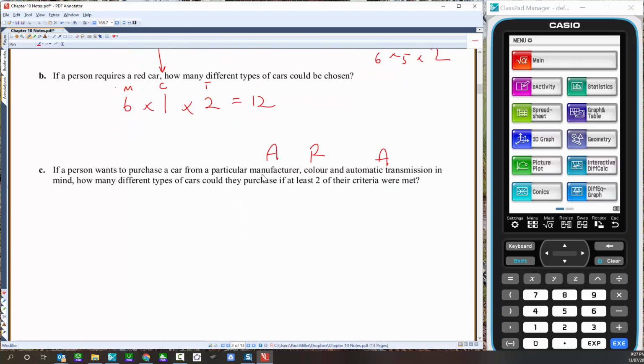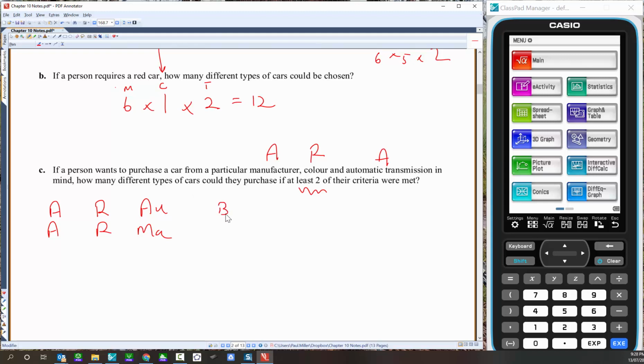Now let's think about the number of cars that will meet these requirements or be acceptable, because remember, this person wants at least 2 of their criteria to be met. So we've got car A, or manufacturer A. It's a red car and it's an auto. Now, at least 2 of the criteria will also include manufacturer A in red, but a manual. That will actually meet this person's requirements of at least 2 of the criteria.